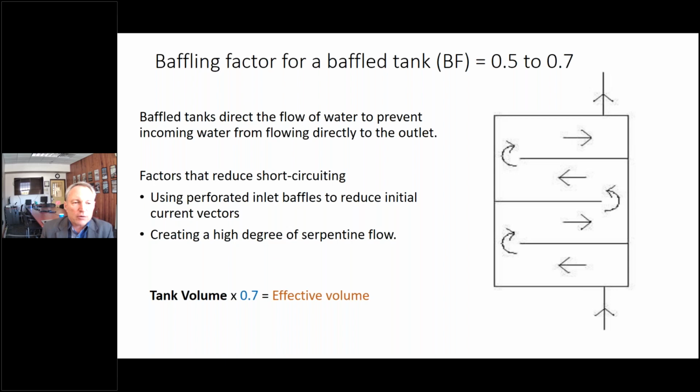So in this case, if you had a 0.7 baffling factor, you would take the tank volume and multiply it by 0.7 to get your effective volume. So if we had a 10,000 gallon tank, 10,000 times 0.7, we'd get credit for 7,000 gallons.